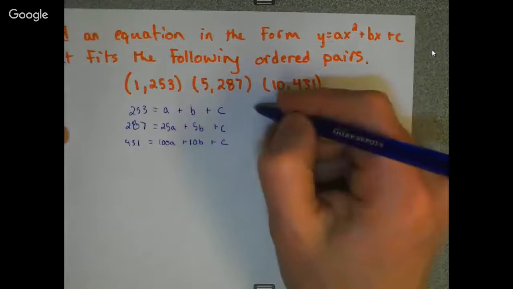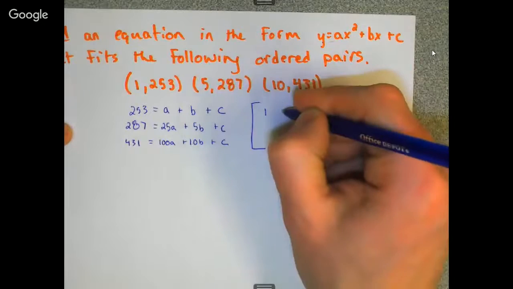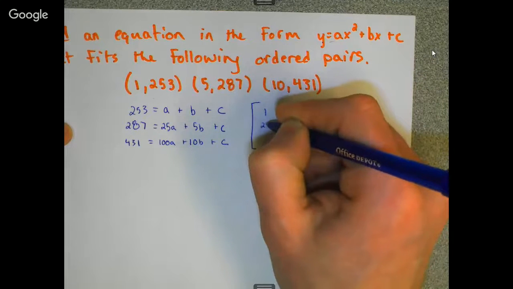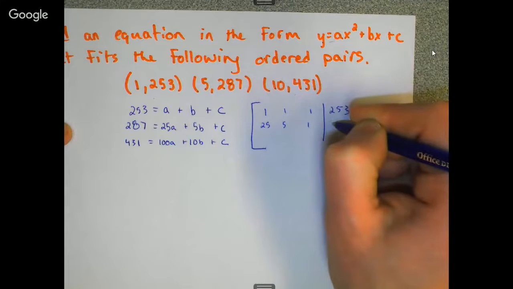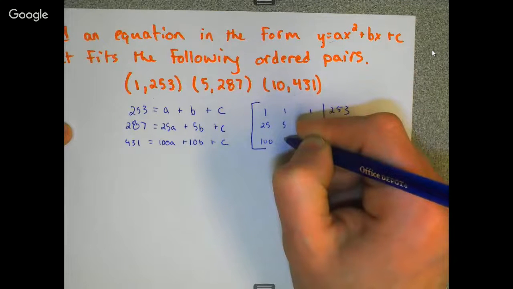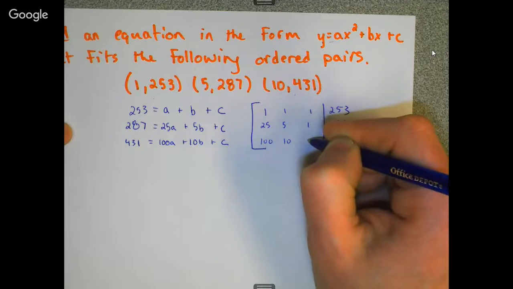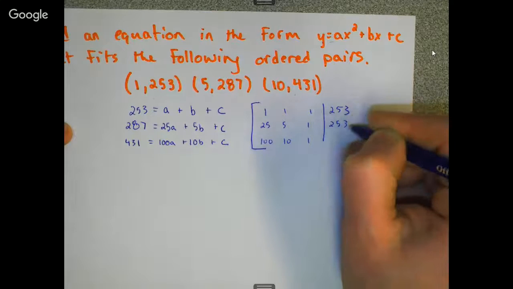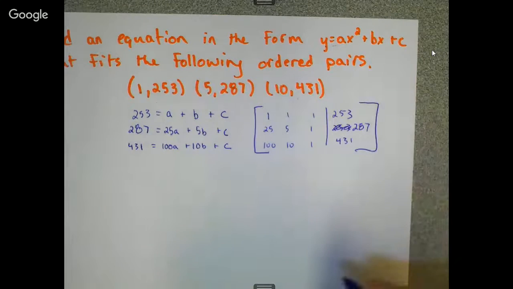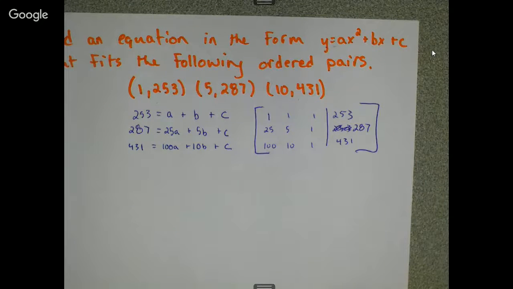If I go ahead and put that in an augmented matrix, it looks like 1, 1, 1, 253, 25, 5, 1, 287, and this is 100, 10, and 1, and this is 431. Okay, now we'll probably get some crazy numbers on this one. Okay, and that's all right.